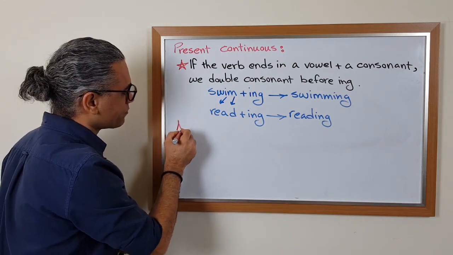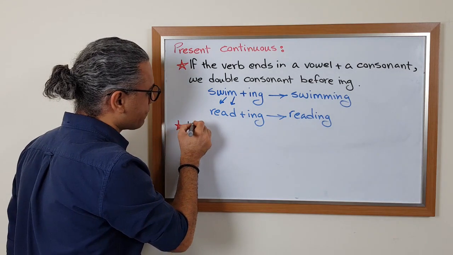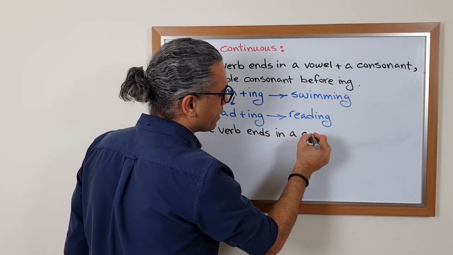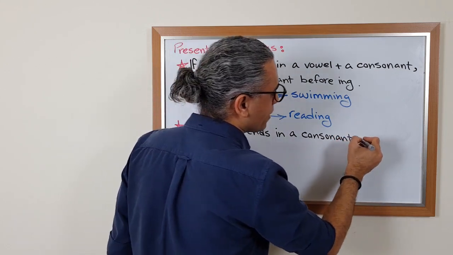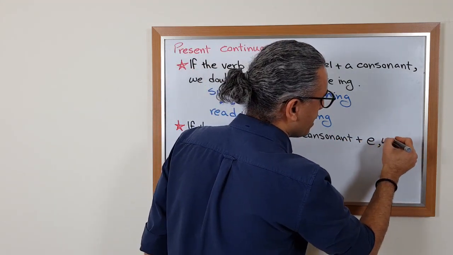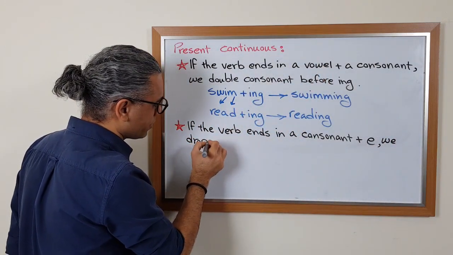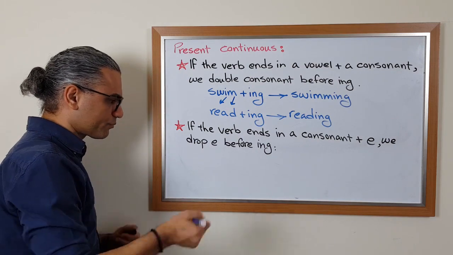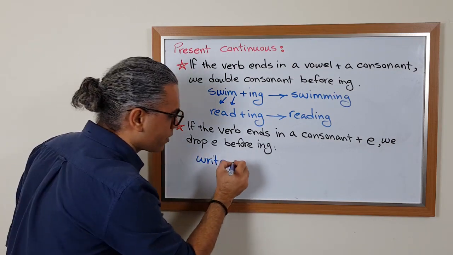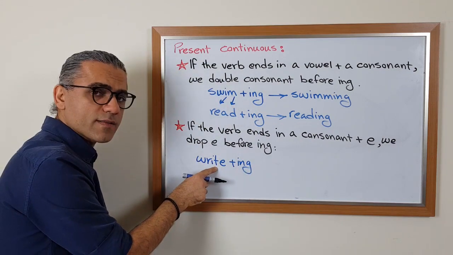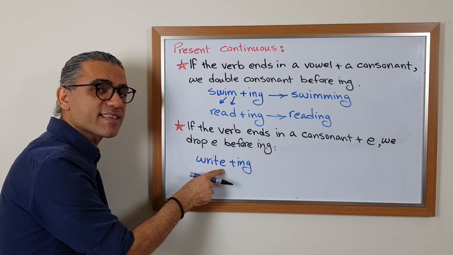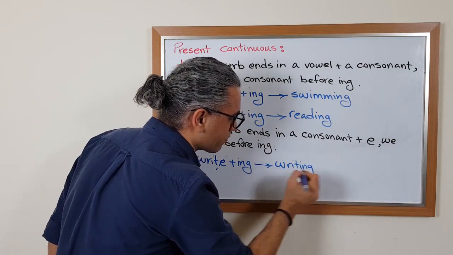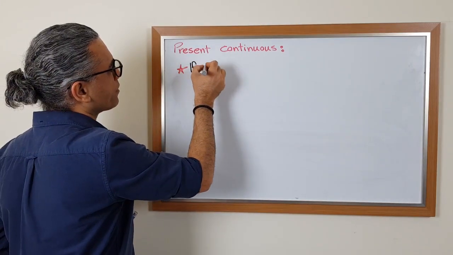Next point. If the verb ends in a consonant plus E, we drop E before ing. Example. Write plus ing. Write has one consonant and one vowel, or one consonant plus e. When we add ing, we need to drop e. Writing.